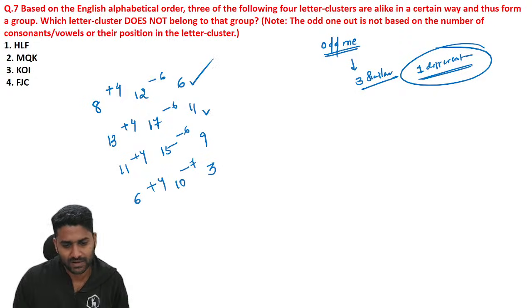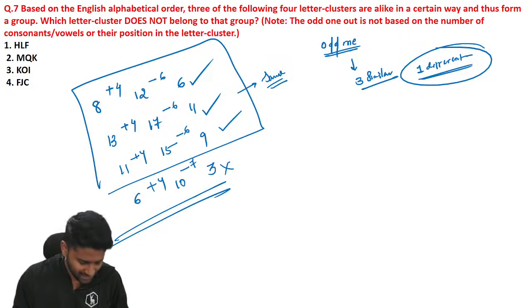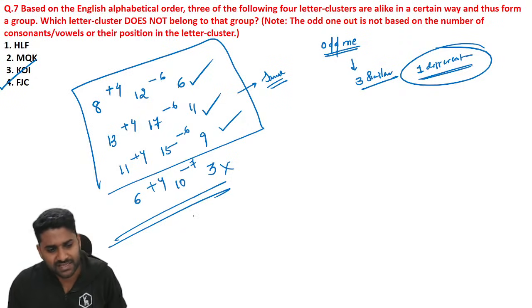If you observe that, the first three options follow the same rule. So they are the similar ones. If you observe the fourth one, it is completely different from the above three conditions. That's why FJC is the odd one.